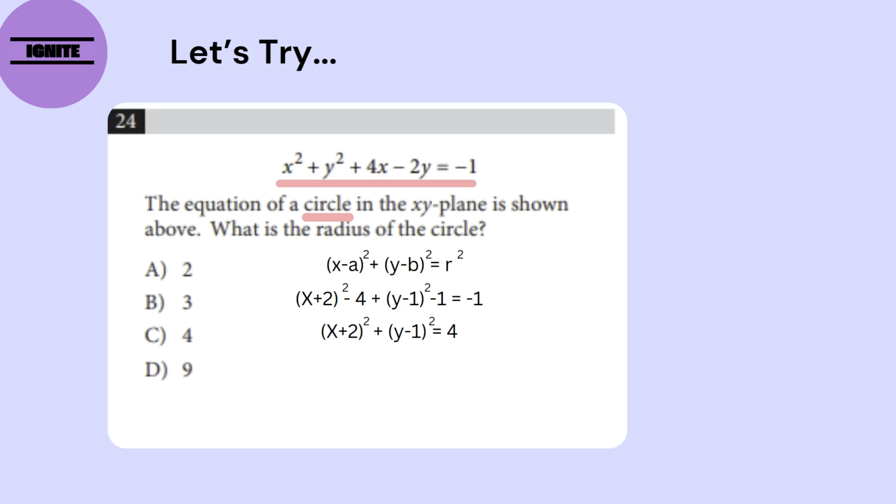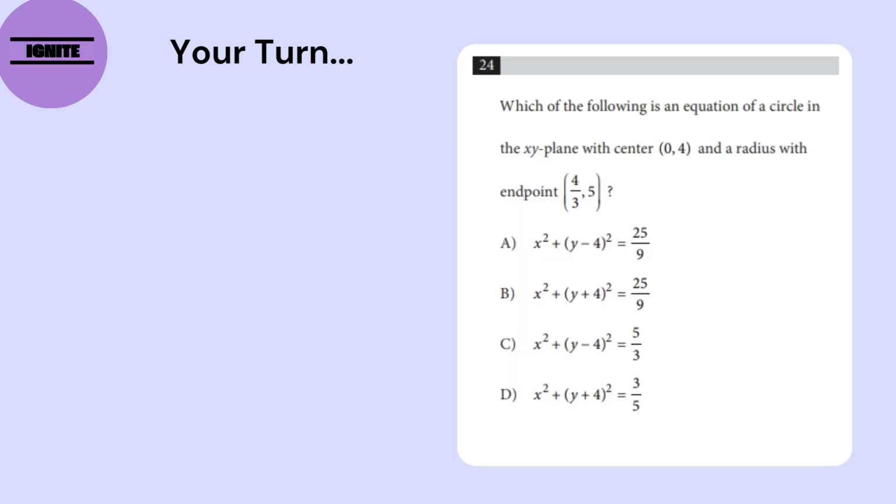So let's add all the constants to one side. And for us to actually get r, all we need to do is take the square root of 4. And yes, A would be our answer, the square root of 4. Now, how about you guys try answering one of these circle questions?